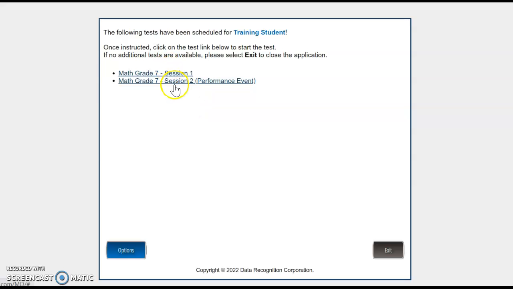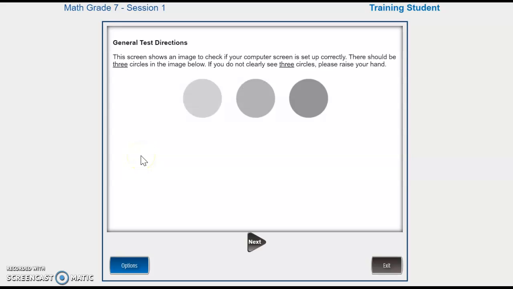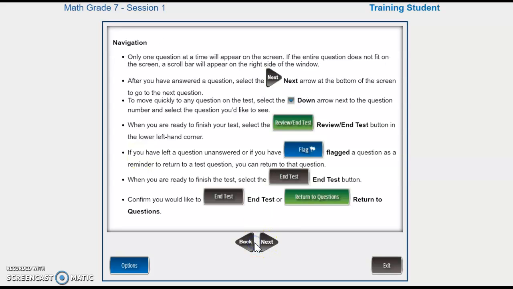And you'll see 2 sessions here. One is the performance event and one is the session 1. This would just be basic math. We are going to focus on session 1 in this example, but I want you to check out both of them. That way there's no surprises when MAP comes around and you have a performance event. So we're going to click session 1. And we are going to skip through all of these things because that's what we're going over today.